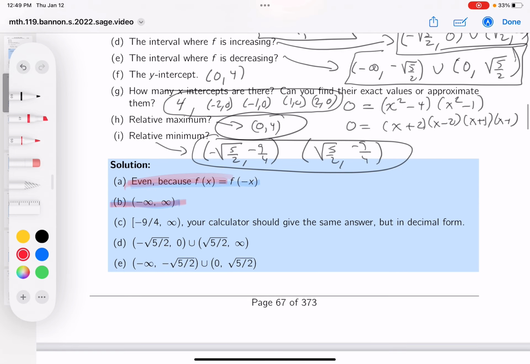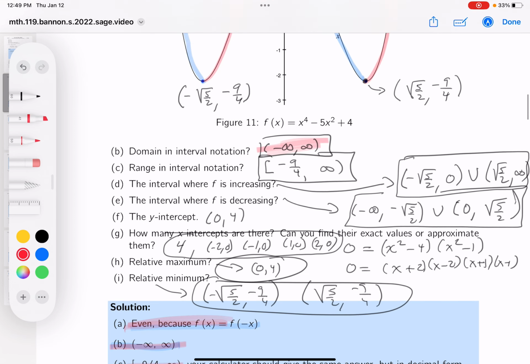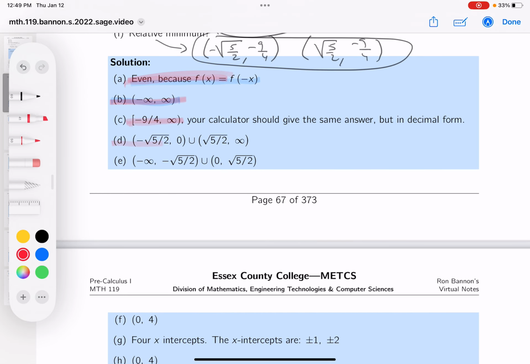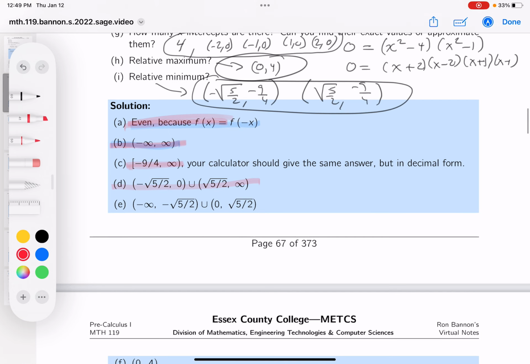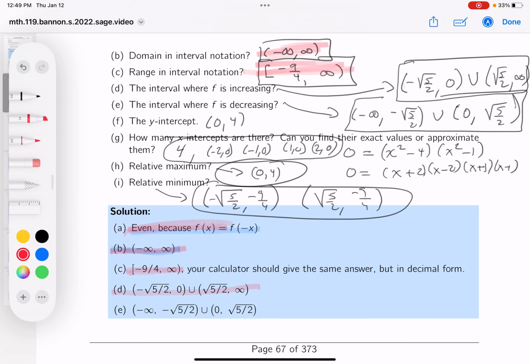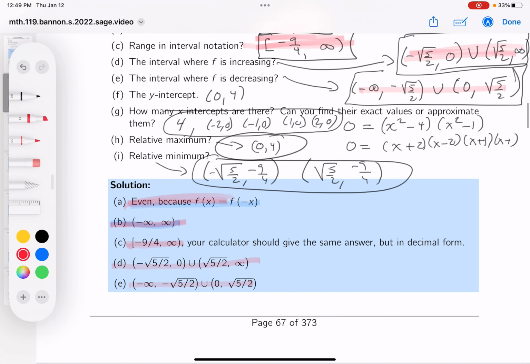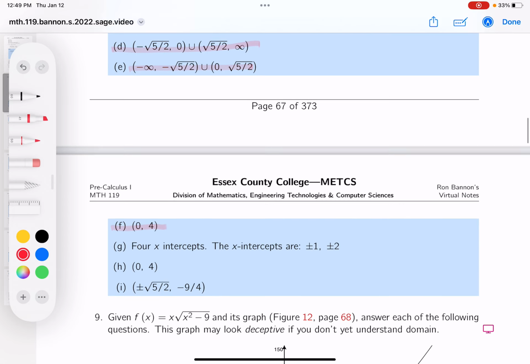All right. Let's see if I have the proper range down. Minus 9 quarters to infinity. Yep, we got that. Let's keep moving. How about this one over here, which is where they were saying it was increasing. Let's see if we wrote that down. Yep. Did I write this down? Yep. Keep going. For F, did I write that down? Let's take a look. Yep.